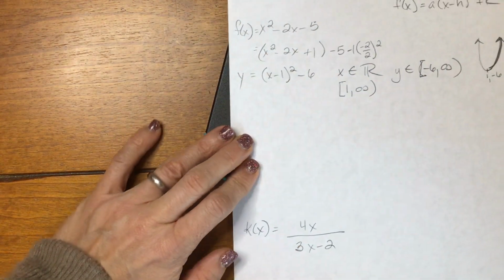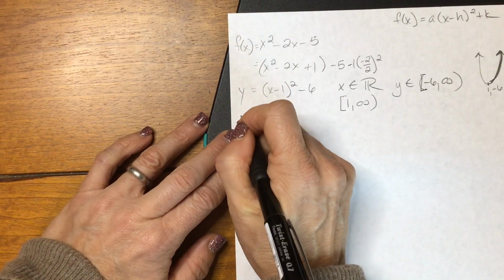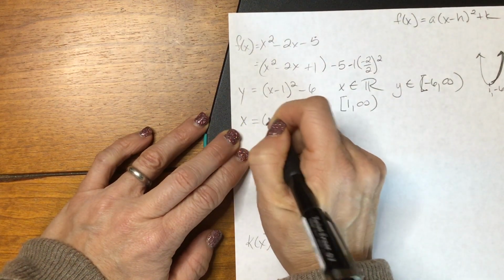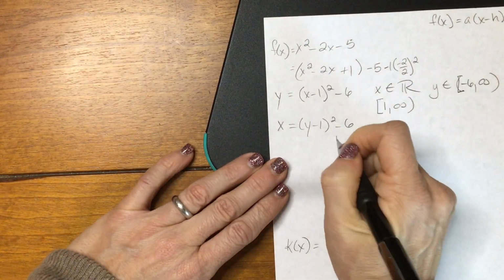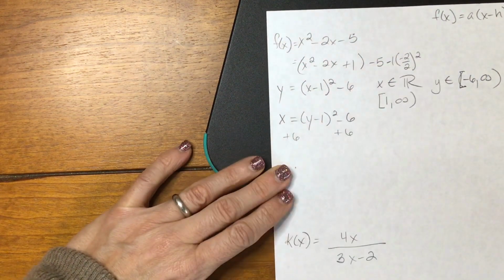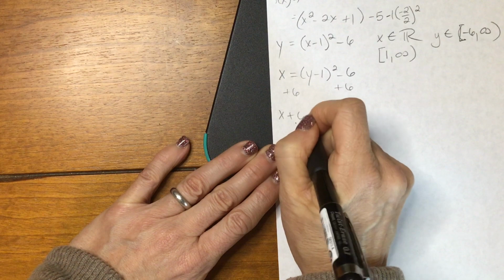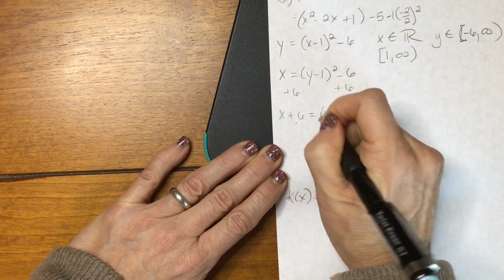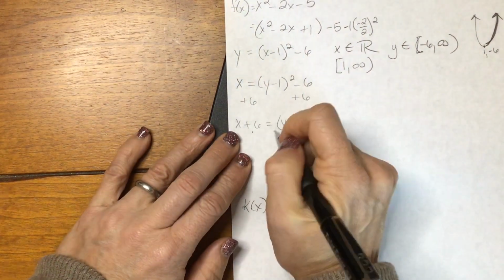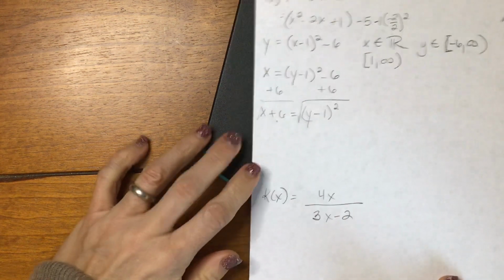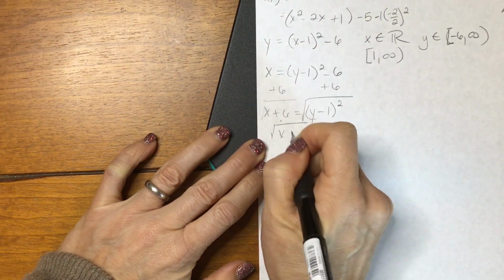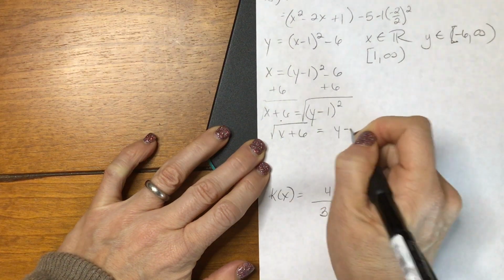And now we want to go through the steps to find the inverse. So we switch x and y. I'm going to add 6 to the other side. So I get x plus 6 equals y minus 1, and all of that is squared. Then I'm going to square root both sides. And remember, we're only going to take the positive branch of it, so I'm not going to have plus and minus. I know this is a little confusing. So I have the square root of x plus 6 over here equals y minus 1.